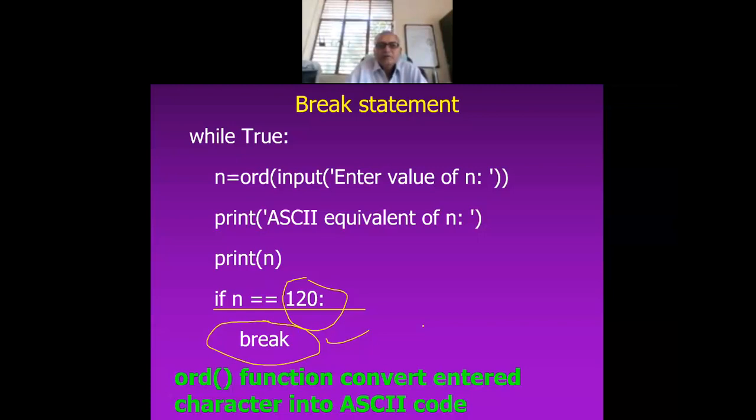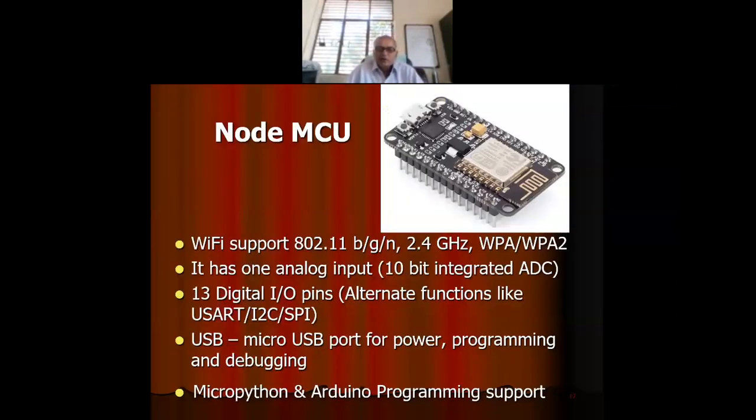Okay, now let's switch back to the NodeMCU, and we will see some demonstration of NodeMCU. The NodeMCU board has Wi-Fi support and operates on 2.4 gigahertz, which is a license-free band. It has only one analog input, which is the disadvantage of NodeMCU. If you look at Arduino, 6 analog inputs are available, but here only one is available.